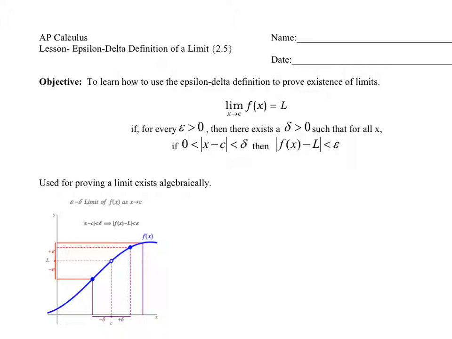Right, so for every epsilon greater than 0, there exists a delta greater than 0 such that for all x, we have this conditional statement: if the absolute value of x minus c is between 0 and delta, then there must be some corresponding absolute value, f of x minus L, less than epsilon. All right. So that's clear, obvious, understandable.